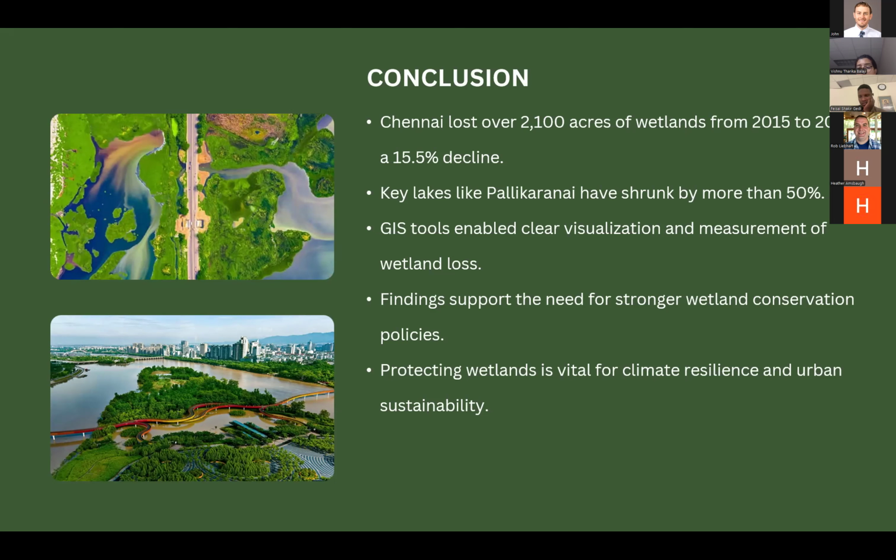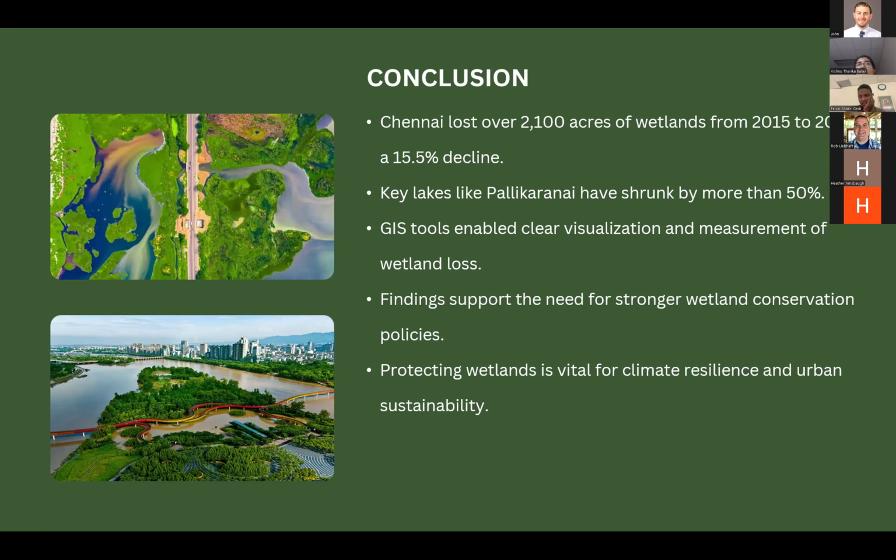These visualizations communicate the situation clearly. And the findings of this study provide compelling evidence for Chennai's planning authorities, urban developers, and environmental advocates. Strong conservation policies, especially those tied to land use zoning, encroachments, and wetland restoration, are extremely important at the moment.